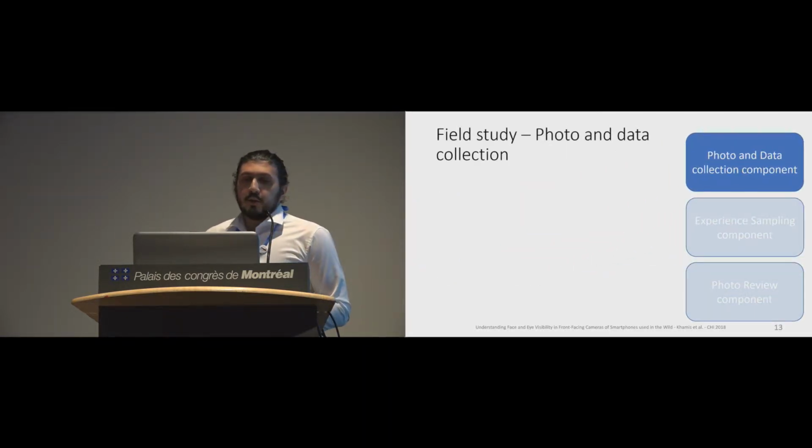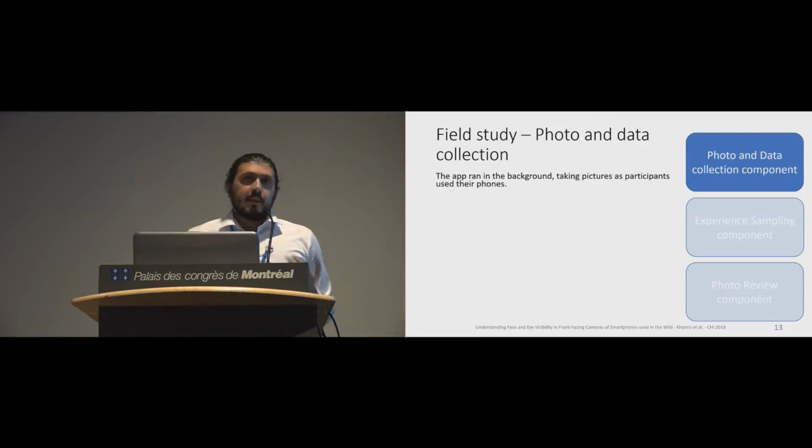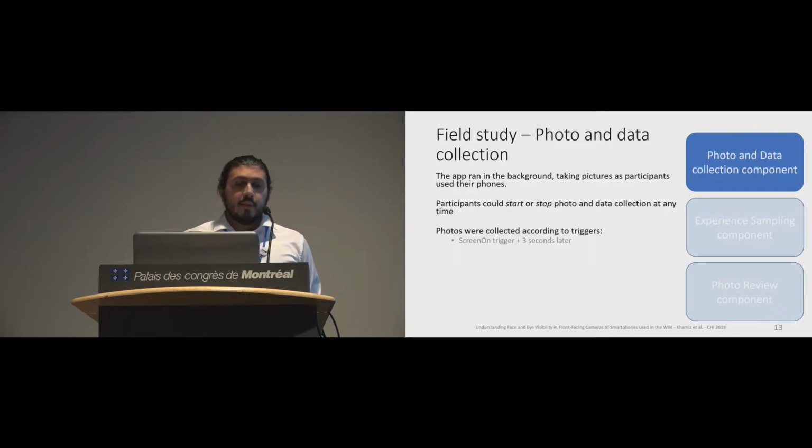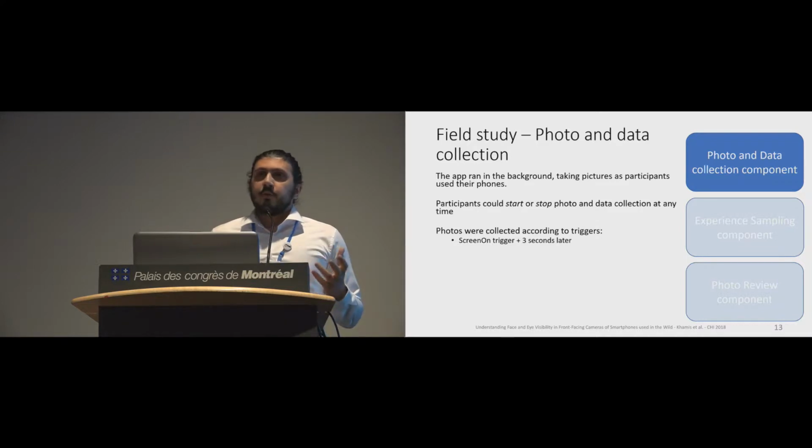Our Android app consisted of 3 main components. First there was the photo and data collection component. This component ran in the background and collected photos from the front-facing camera as people used the phone. People had to explicitly opt into the photo collection process, and they could opt out at any time. We took pictures at different times, at different triggers, we call them. For example, we took a photo from the front-facing camera once the screen was turned on. This is influenced by previous work in unlocking phones, for example, using your eyes or face.